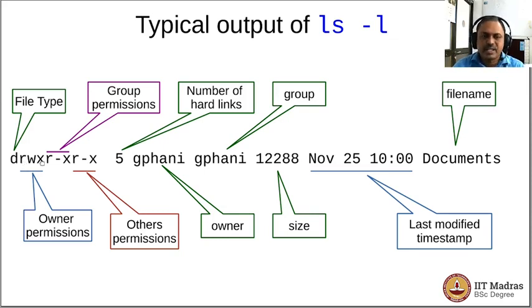The first 3 characters refer to the permissions of the owner. The second set of 3 characters are permissions of the group. The third set of characters are for the others, that is any other user in the particular Linux system. Whoever is logged on can be considered as part of the others group. And then the number after that corresponds to the number of hard links. What do we mean by a hard link? We will come to that in a moment.